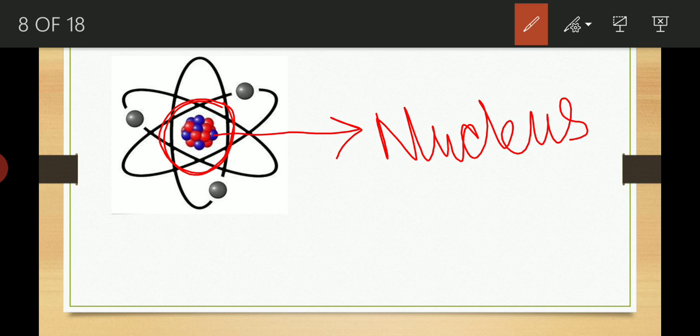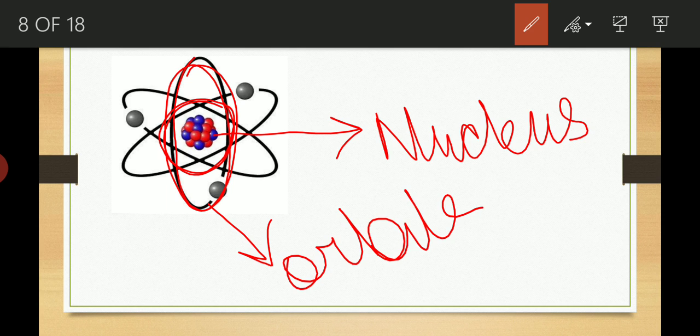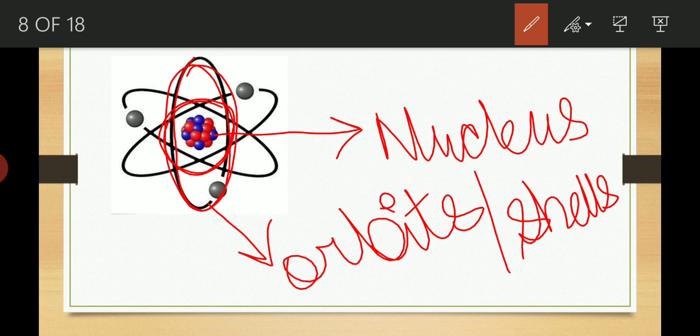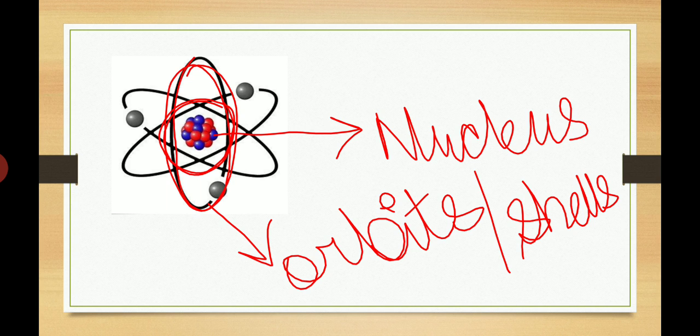And just like the planets revolve around the sun, there are certain circular structures called orbits which surround the nucleus. These are the orbits or shells. So basically, an atom has two portions: one, the center, which is the nucleus, and surrounding the nucleus there are certain circular structures called orbits or shells.